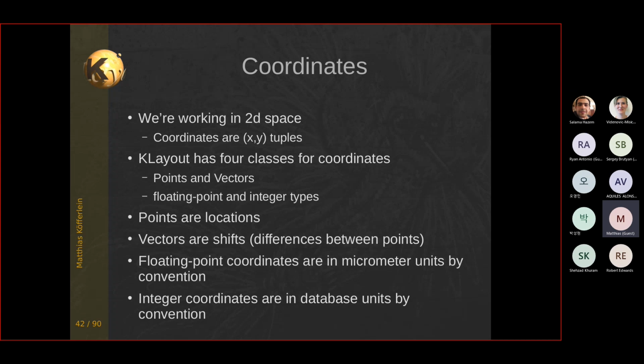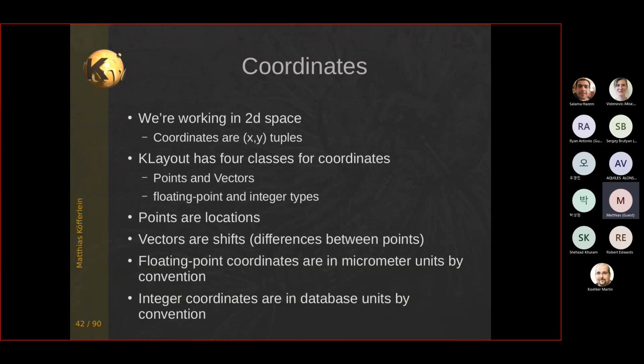And these integer unit coordinates that we have inside KLayout, they are, for example, if you say 1,000, 2,000, it means 1 micrometer, 2 micrometer, if you have a database unit of 1 nanometer, because 1,000 nanometers is 1 micrometer. And because you always need to know what your database unit is, that's why we have floating point coordinates as well, and they are always read as coordinates in micrometer units. So a floating point coordinate of 0.5 is 500 nanometers, in fact, if you have a 1 nanometer database unit.